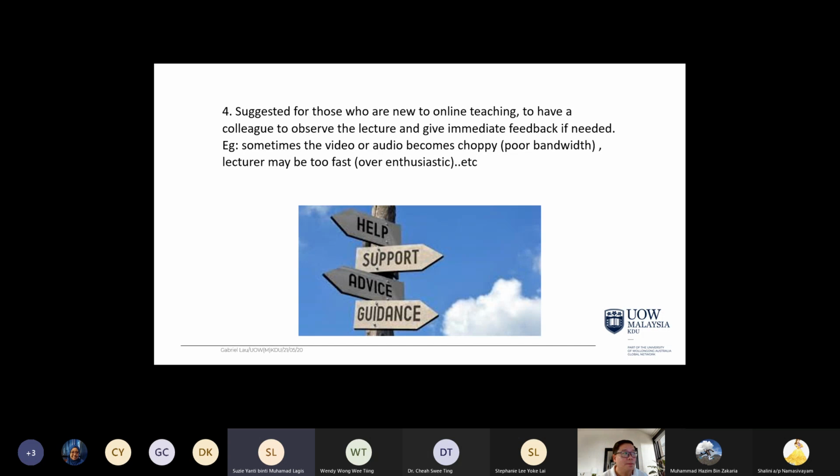This is very important. Sometimes the video or audio becomes choppy. Poor bandwidth, the lecturer may be too fast, and so on. So it's good to have our friends or our colleagues there to assist us.